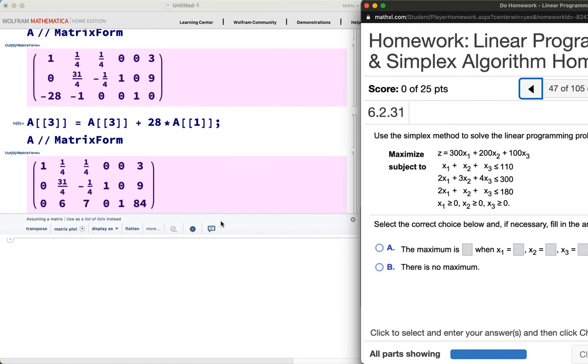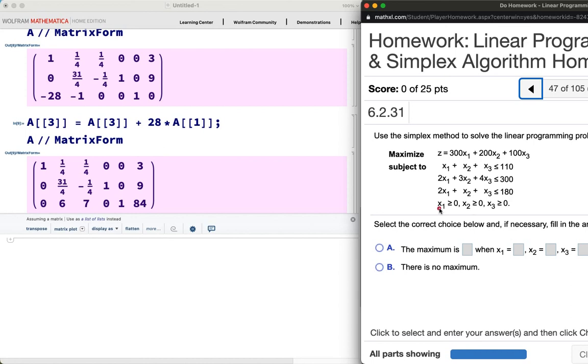So the problem reads, maximize z is equal to 300x1 plus 200x2 plus 100x3, subject to the constraints or restrictions x1 plus x2 plus x3 is less than or equal to 110, 2x1 plus 3x2 plus 4x3 is less than or equal to 300, and then 2x1 plus x2 plus x3 is less than or equal to 180.